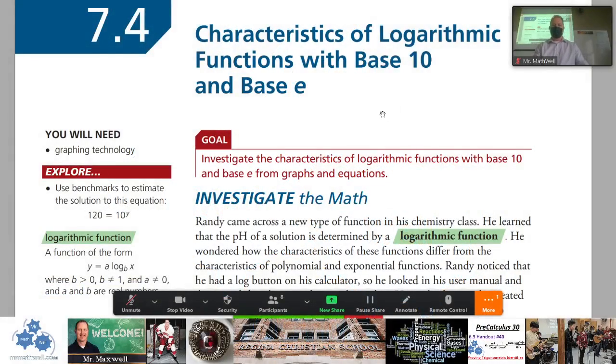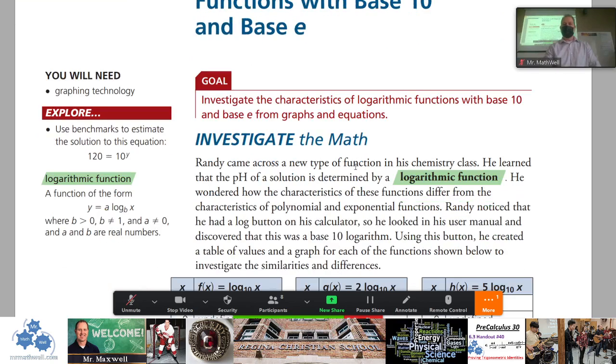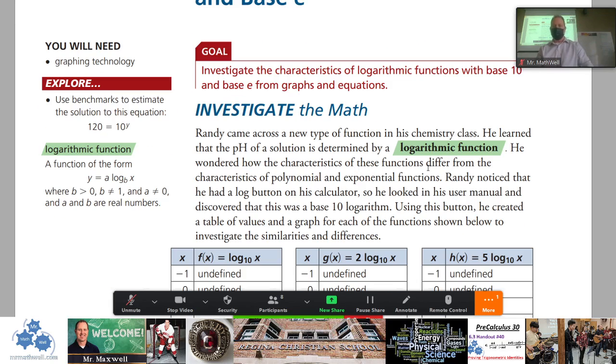Okay, so 7.4, characteristics of logarithmic functions with base 10 and base e. Look at the Investigate the Math here in our textbook. It says this: Randy came across a new type of function in his chemistry class. He learned that the pH of a solution is determined by a logarithmic function. He wondered how the characteristics of these functions differ from the characteristics of polynomial and exponential functions.